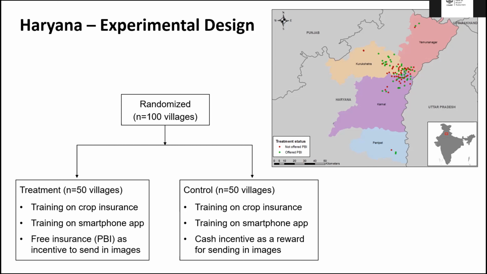And that is why we provided a cash incentive valued at a similar amount as the actuarially fair insurance premium as a reward for farmers sending in images in the control. And so you could see this also as sort of a conditional cash transfer, sort of as a social protection plan, that we offer in the control group.